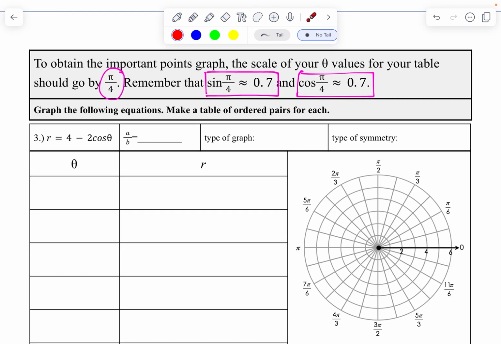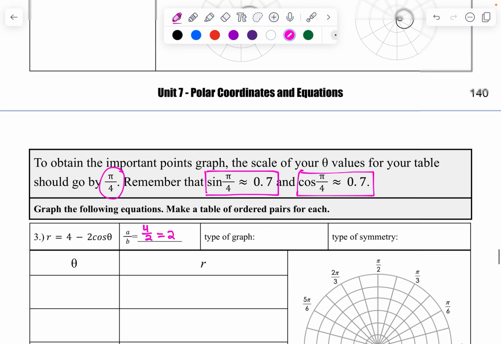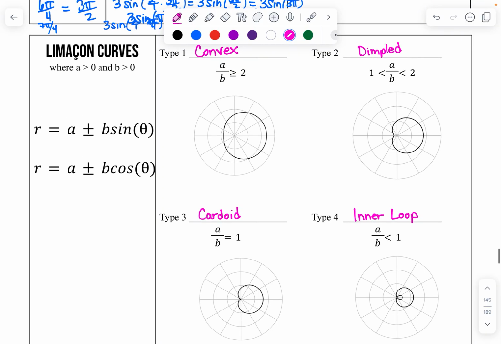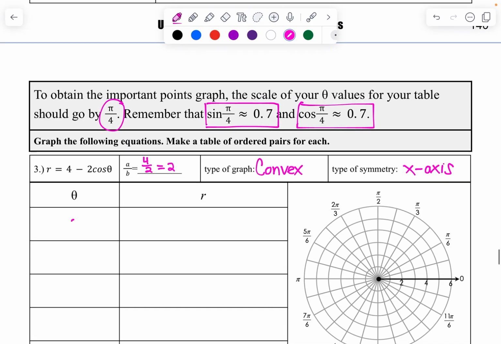All right, so in this first example, a is 4, b is 2. So a divided by b, 4 divided by 2, gives us 2. So remember, if we are equal to or bigger than 2, we're going to get a convex graph. So it should look like this, almost flat on one side and then curved around. Because it is cosine, we know it will have x-axis symmetry. All right, so again, we always start at 0, and we're going to count by pi over 4.